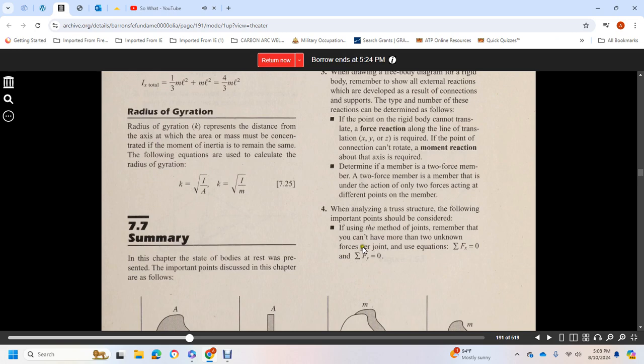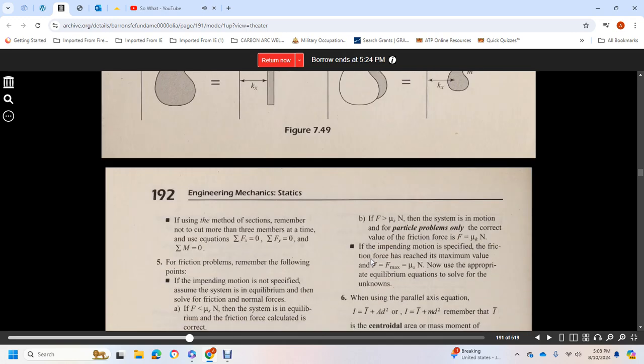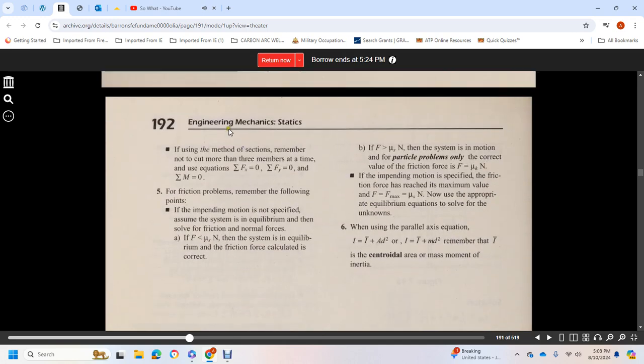have no more than two unknown forces per joint, using the sum of F_x equals zero and the sum of F_y equals zero. If using the method of sections, remember not to cut more than three members at a time, using the sum of F_x and F_y equal to zero and the sum of moments equal to zero.